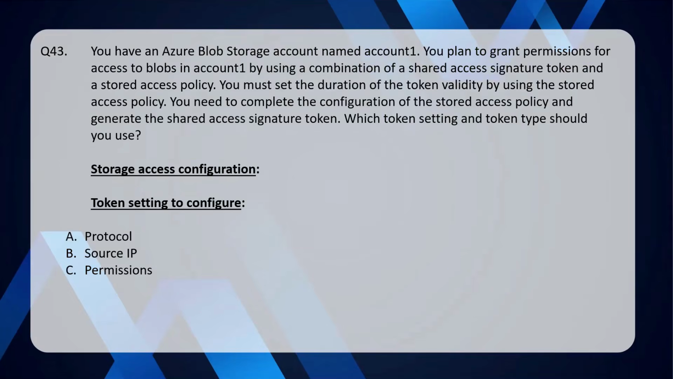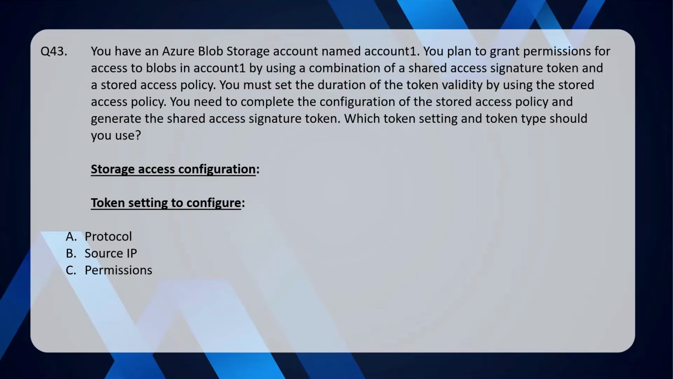Next question. You have an Azure blob storage account named account1. You plan to grant permissions for access to blobs in account1 by using a combination of a shared access signature token and a stored access policy. You must set the duration of the token validity by using the stored access policy. You need to complete the configuration of the stored access policy and generate the shared access signature token. Which token setting and token type should you use?